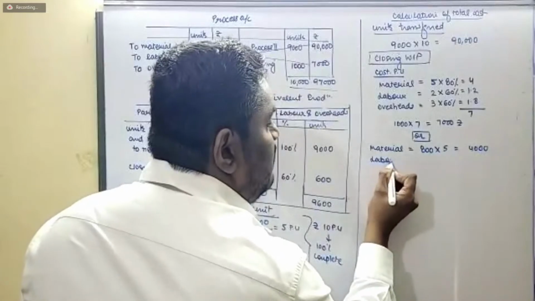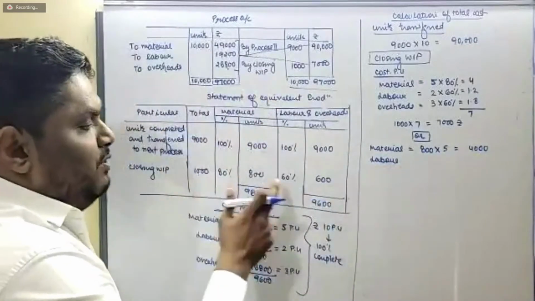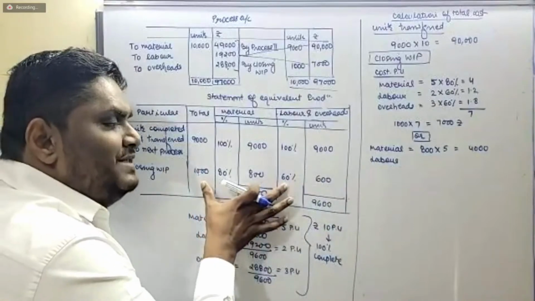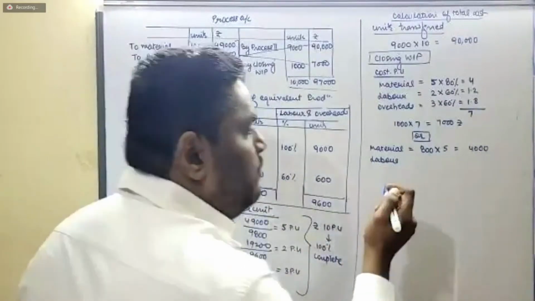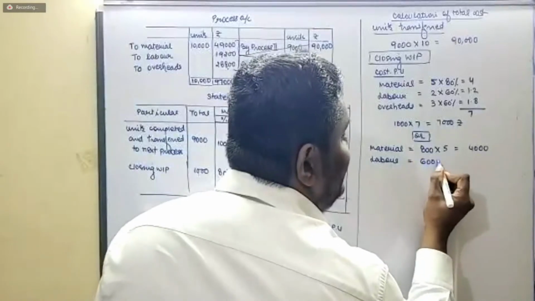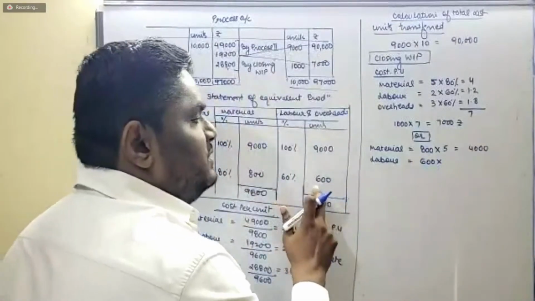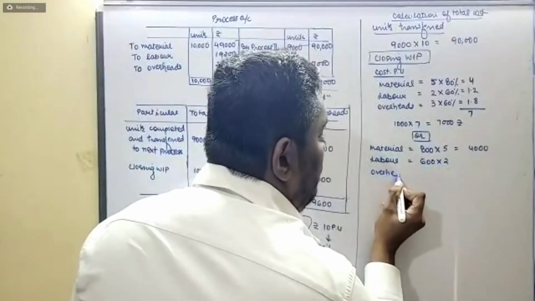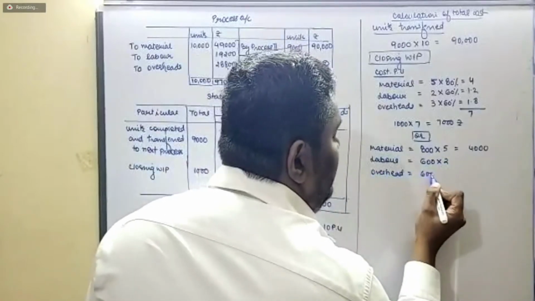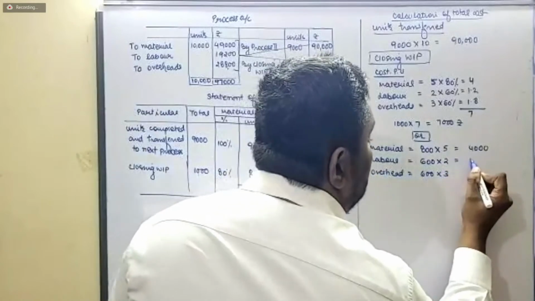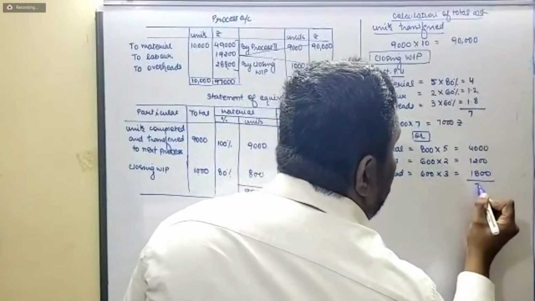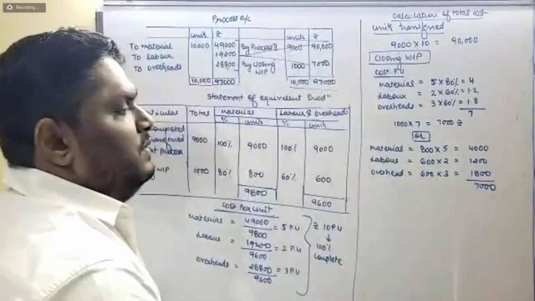Similarly for labor, the cost of 1000 units that are 60% complete will be equal to 600 units that are 100% complete. So 600 into 2, and overheads will be 600 into 3. So 1200 and 1800. Again, the answer will be the same, that is 7.